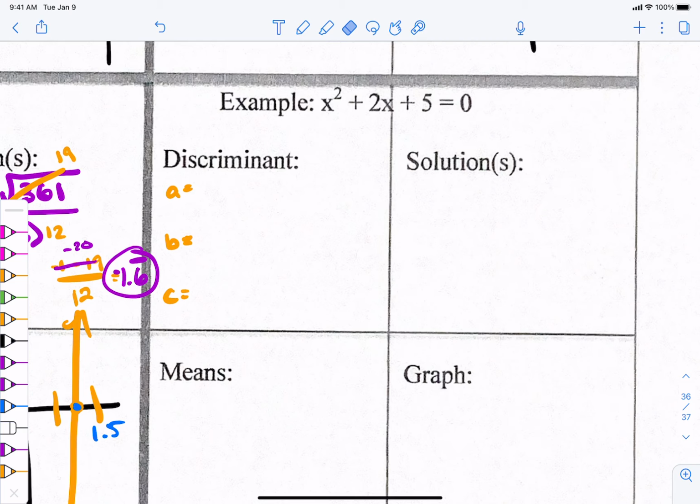All right, here we go. What's A? 1. What's B? 2. C is 5. You betcha.